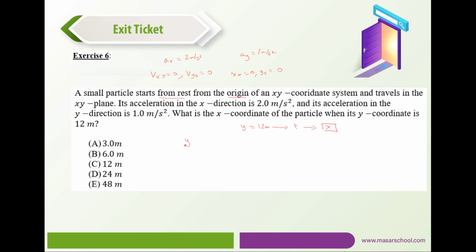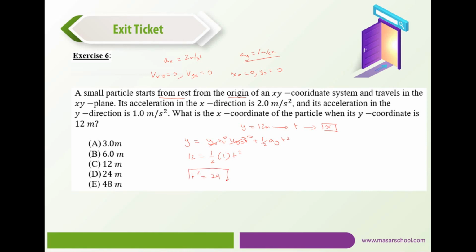Now the vertical position is given by y0 plus Vy0 t plus half Ay t square. Now this is 0, and that would be also 0 from the given, and that would be half the acceleration is given by 1, and the value of t, okay, we need to determine the value of t. Now the vertical position is given by 12, then t square would be given by 24.